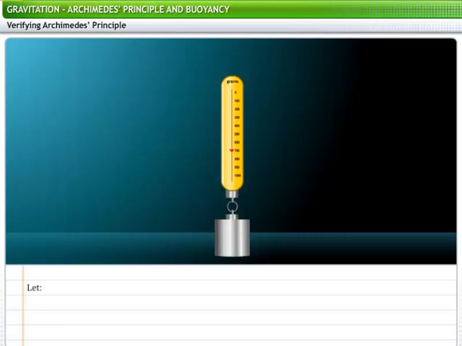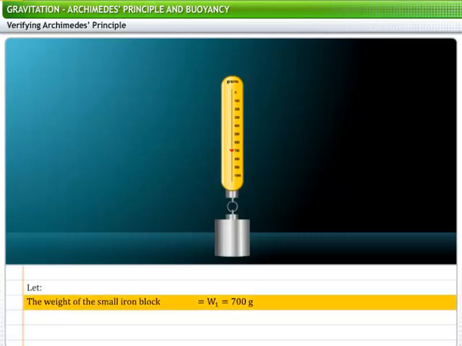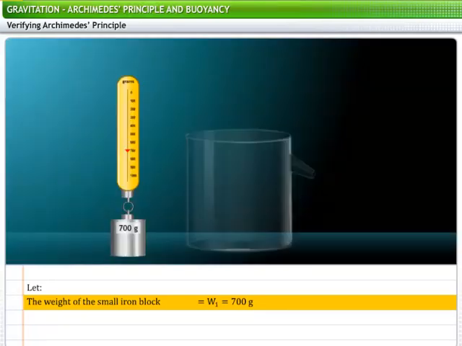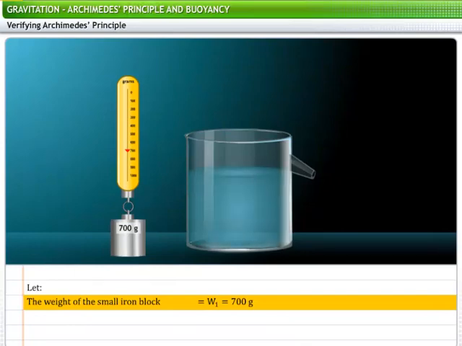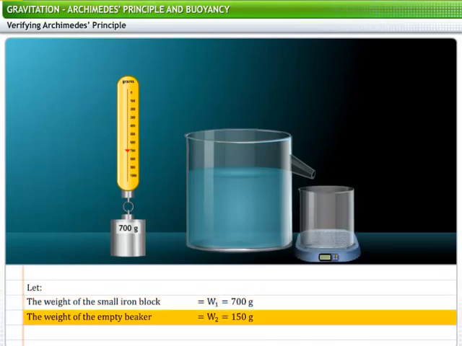From a spring balance, suspend a small block of iron weighing W1, say 700 grams. Take an overflow jar and fill it with water until it is on the verge of overflowing. Under the spout of the overflow jar, place an empty beaker that weighs W2, say 150 grams.